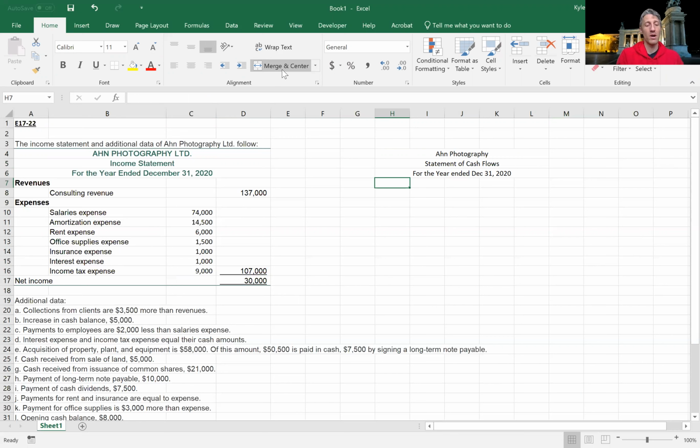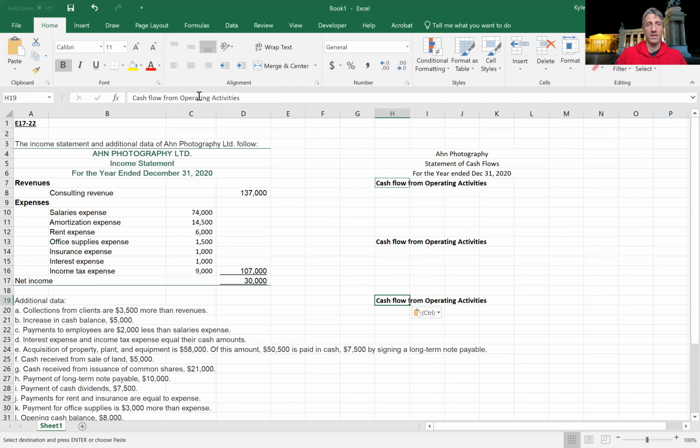That's cash flow from operating activities, and we have investing activities and financing activities. Okay, and then we know the cash flow using the direct method.